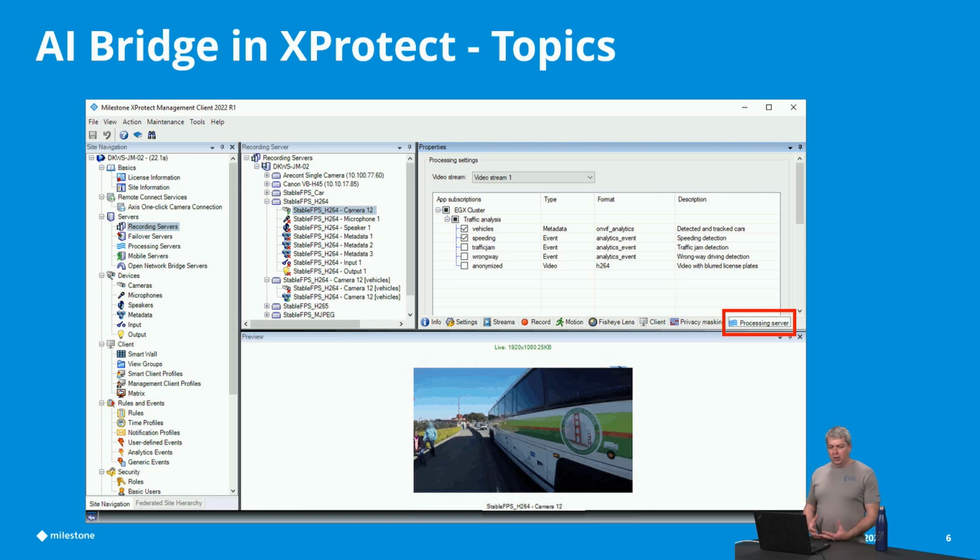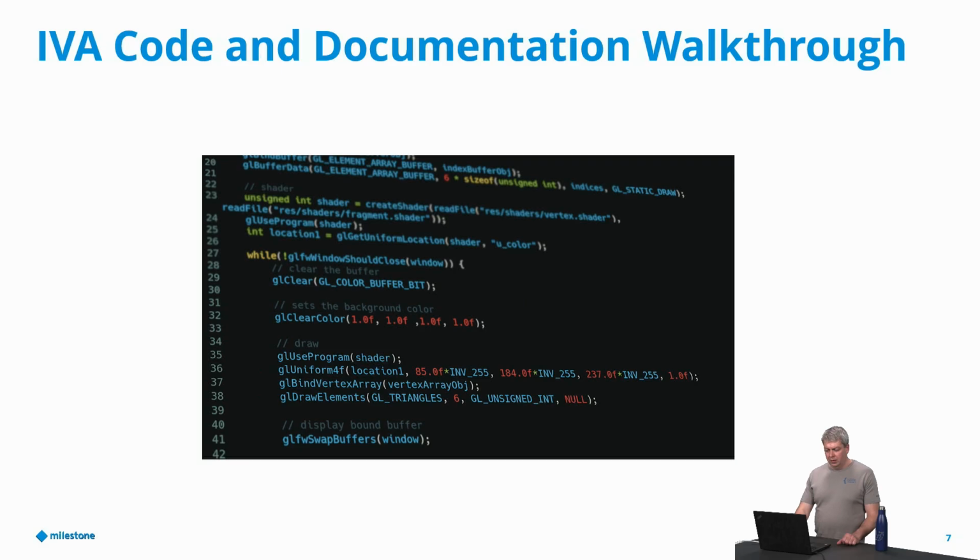So the topics are the kind of events that can be sent in, and in order to ensure that X-Protect doesn't get flooded with events, you have to go in here and manually click the events you want to receive. I'm going to get back to how these topics are created from the IVA once we get to the code, which is now. We are going to look into the code and a bit about the documentation.